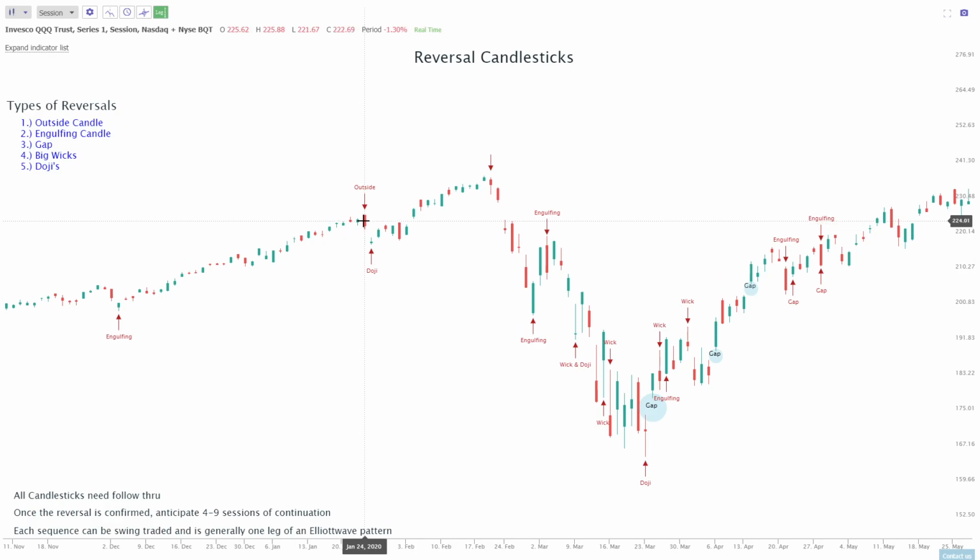Same thing here. Outside candle, bearish reversal. Then you got the doji the next day, and you just started marching higher. So that really wasn't your reversal, even though you got the gap down, right? You got the 1-day continuation. You didn't get anything else.